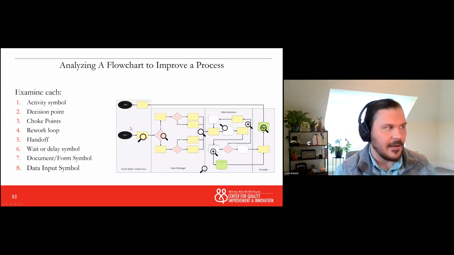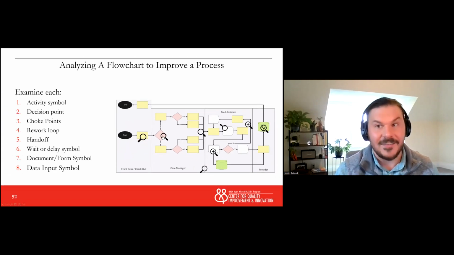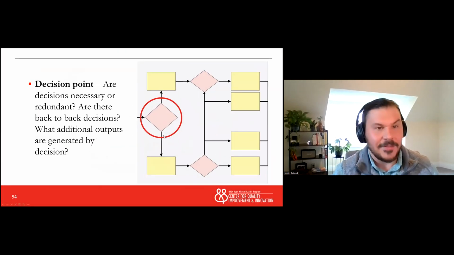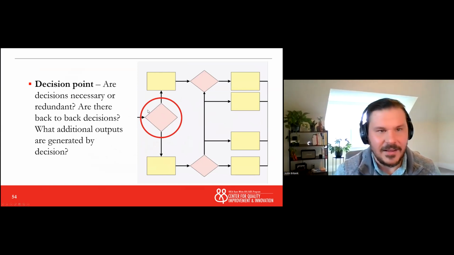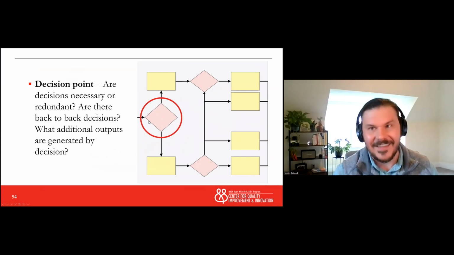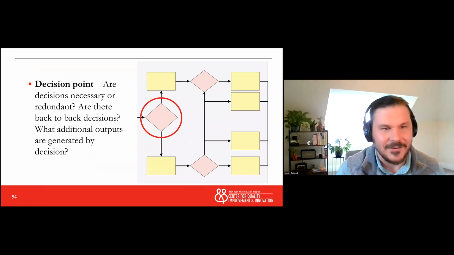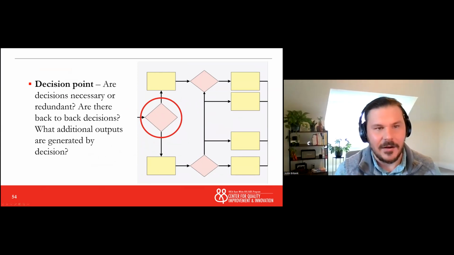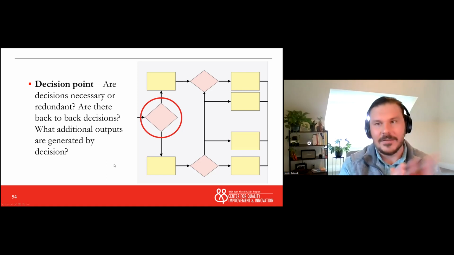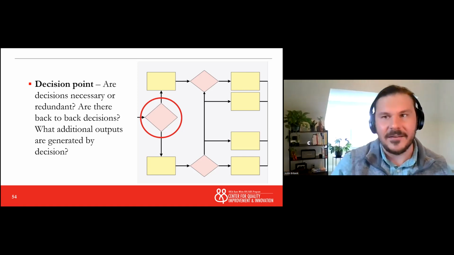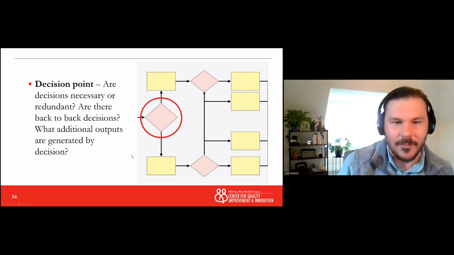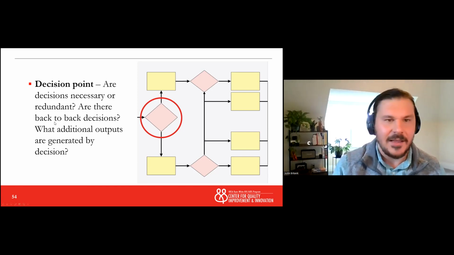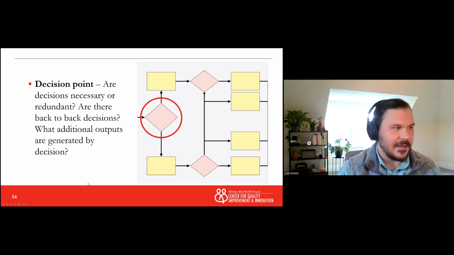And then after I've done that, I would go to a decision point. I already said you'll notice flow sometimes gets impeded around decision points. So once we've gone through every action step, I would ask, are the decisions necessary? Are they redundant? Are there back-to-back decisions? That's when we have those merges and bottlenecks. And what additional outputs are generated by a decision? If I go left or right, what extra data entry, what extra forms, what extra time, what extra processing is involved? So that's the second thing I would look at.